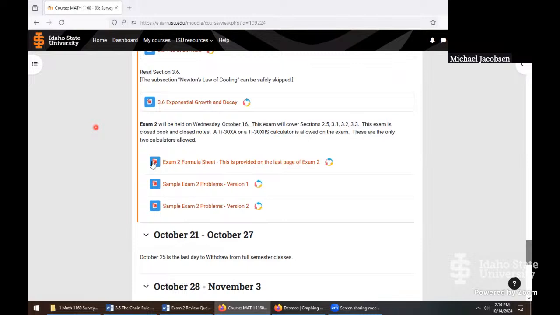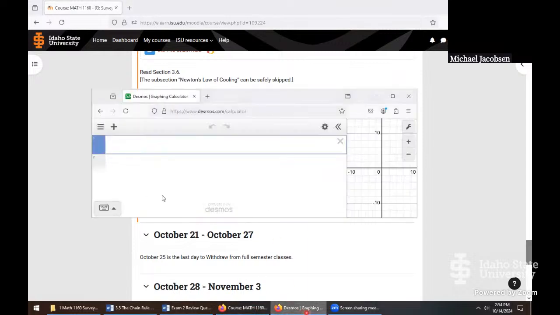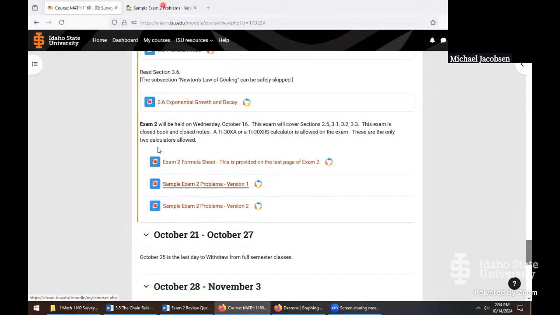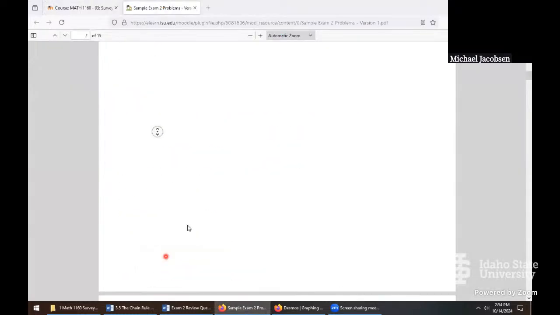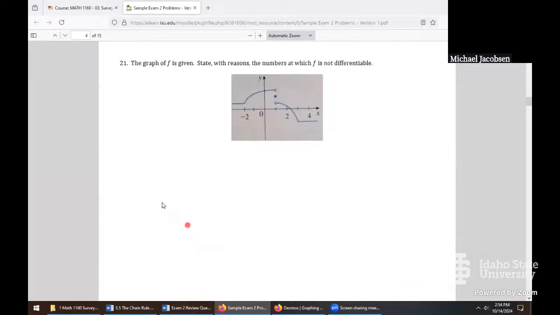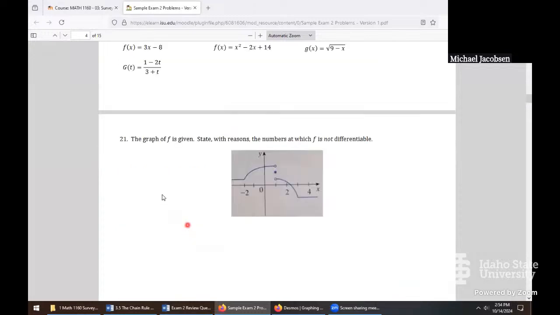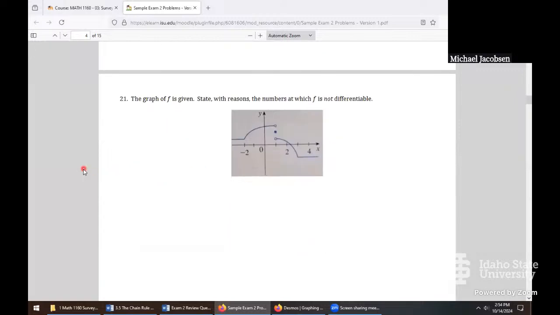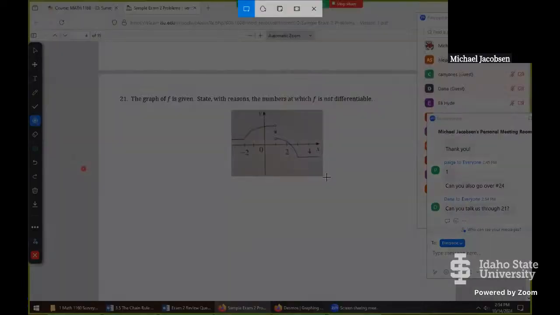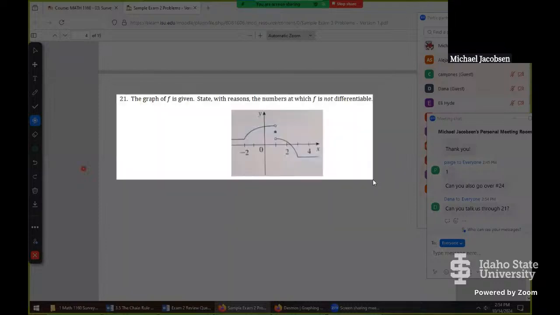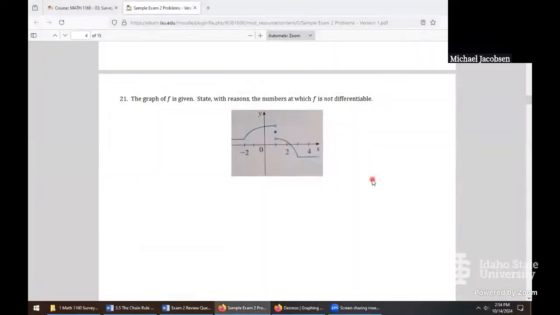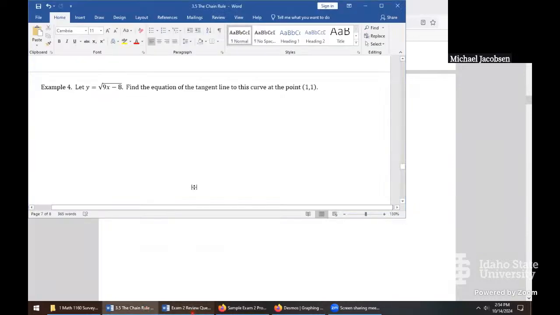Yeah, I'd be very happy to. Let's take a look at question 21 next. Again, I should have closed that document. Sorry about that. Question 21 goes: the graph of f is given, state the numbers at which f is not differentiable, with reasons. I should mention, just full disclosure on this one, this is content that we didn't actually make it to when we were in section 2.2. So this one would not be on the real exam.